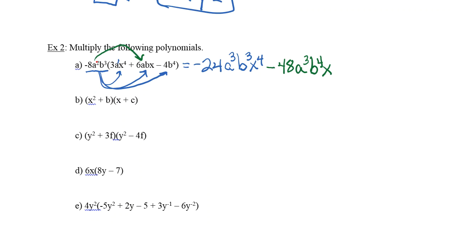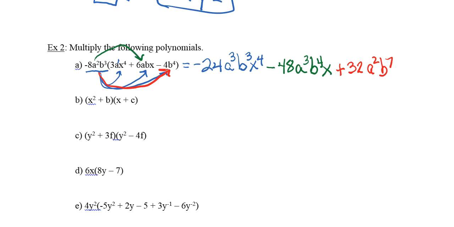So now we'll do the last one. So we're going to do -8a squared b cubed times -4b to the 4th. -8 times -4 is a positive 32. A to the 2nd, no a's, so they just tag along. B to the 3rd, b to the 4th, 3 plus 4 makes 7. And that's it, that's all the variables.